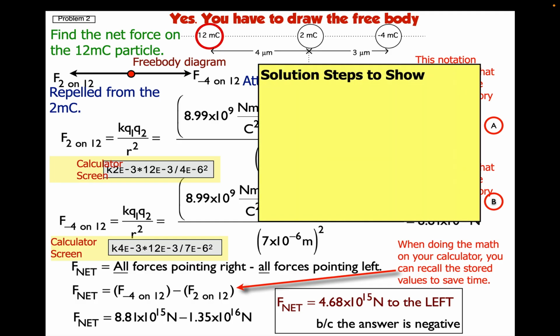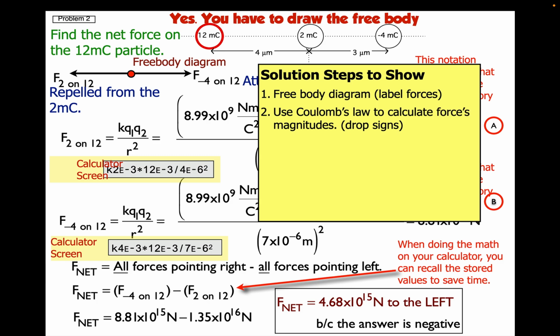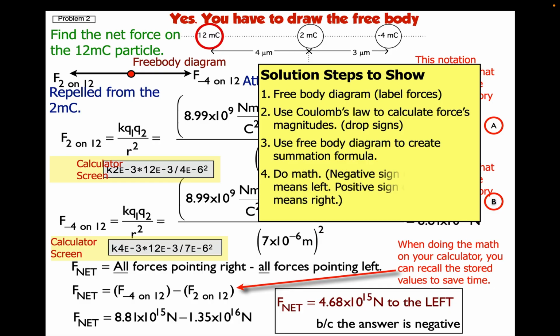Now, if we're looking at the solution steps to show, we're looking for the free body diagram with the labeling of the forces, Coulomb's law to calculate the forces' magnitudes, drop the signs, use the free body diagram to create the summation formula, and then we'll do the math.